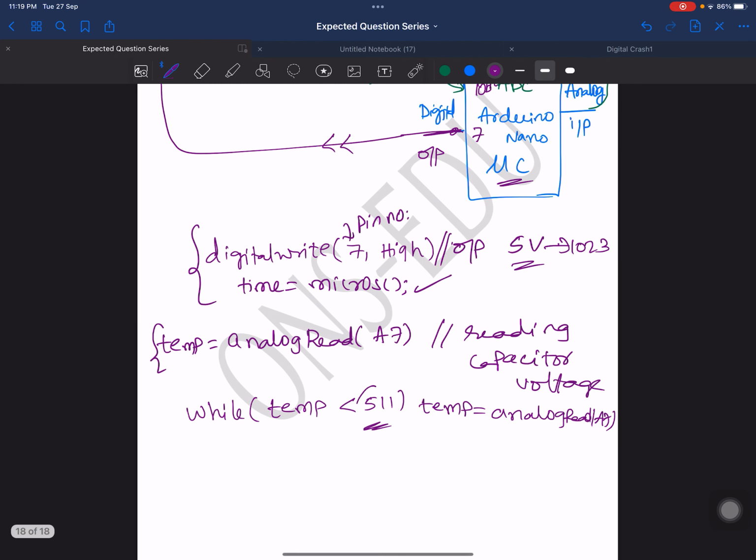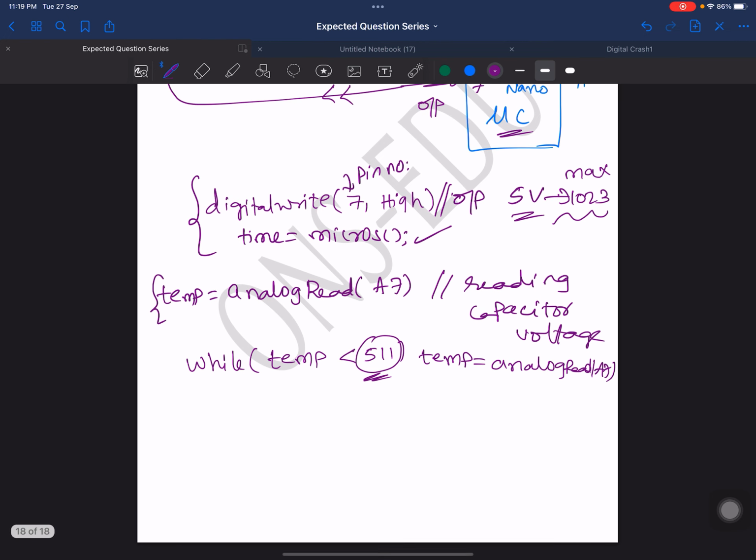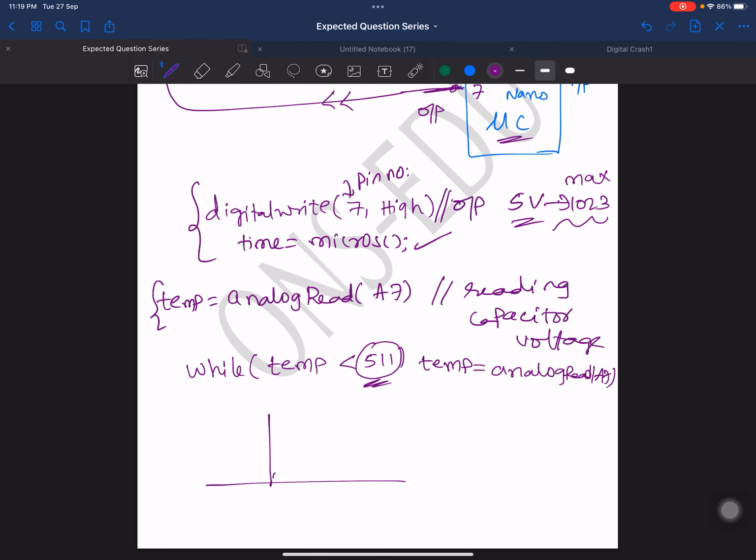Why am I taking 511? Because the max value, 5 volts, is nothing but 1023 in terms of ADC. So the midpoint is approximately 511, 512. I am trying to check where 511 occurs as the capacitor's value rises. I run the loop until my capacitance value, temp, is less than the midpoint.